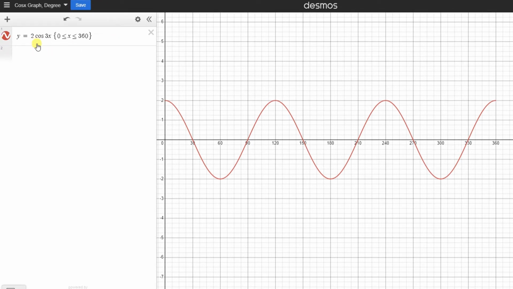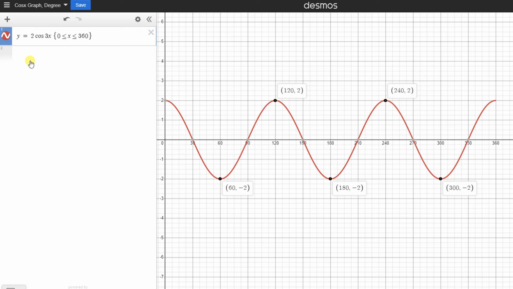So I wrote here 2 cos 3x, and from 0 to 360, see there are 3 cycles. One cycle has its maximum point, written here, at 0, 2. Then the second maximum is here, at 120, 2, and the third maximum at 240, 2, and the fourth maximum is this point. The first minimum point is at 60 degrees. Then the second minimum is at 180 degrees, and the third minimum is at 300 degrees.